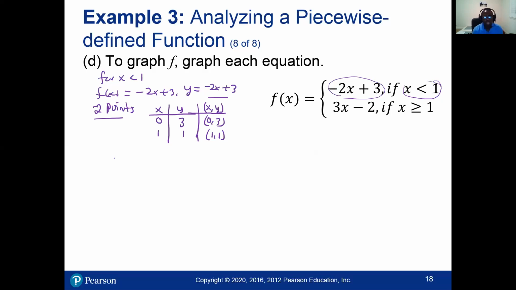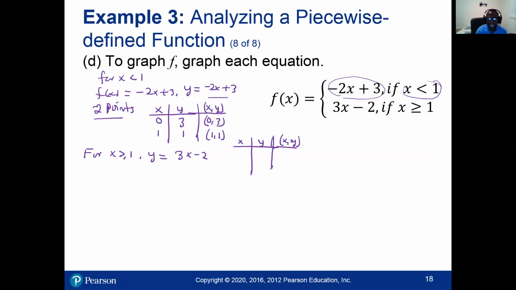Then I have to do it for the other part, for x greater than or equal to 1. Now my y is the second one, 3x minus 2. Then I also do 2 points for that. So I'll have x and y, and that's my point, x comma y.